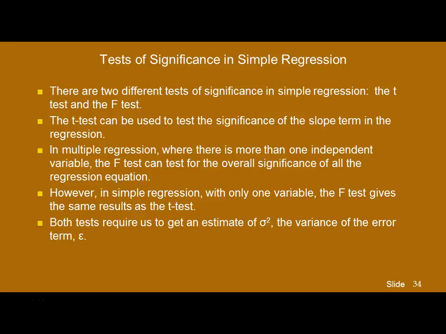Now there's two different kinds of tests called significance tests in simple regression. There's the t-test and the f-test. The t-test can be used to test the significance of the slope term, which is what we're going to be interested in first. In multiple regression, where you have more than one independent variable, there's an f-test that can test the overall level of significance of all the regression coefficients. But in simple regression, when you have only one variable, the f-test really gives you the same results as the t-test.